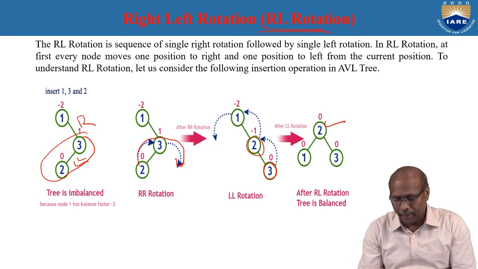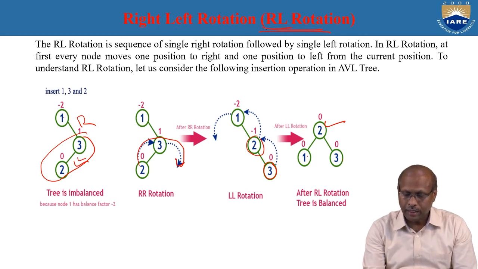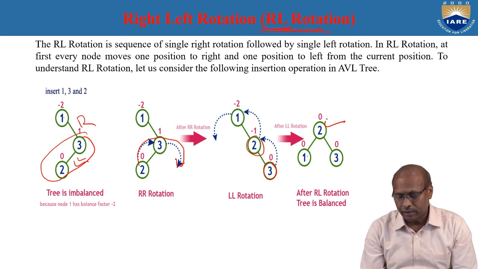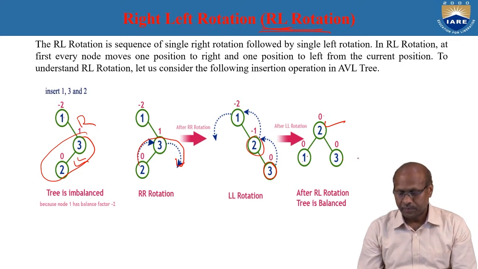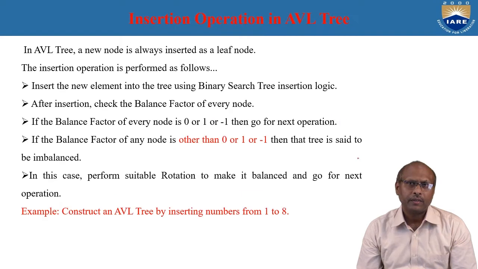So the 2 becomes parent, 1 left. So this type of scenario is called what? RL rotation. So here now see the balance factor. Balance factor for 2 is 0, for 1 is 0, for 3 also 0. So it is completely balanced. So you have seen the 4 types of rotations.